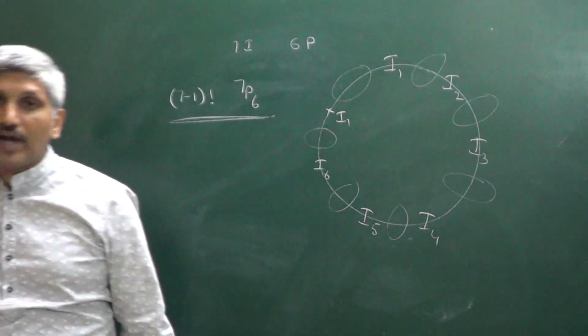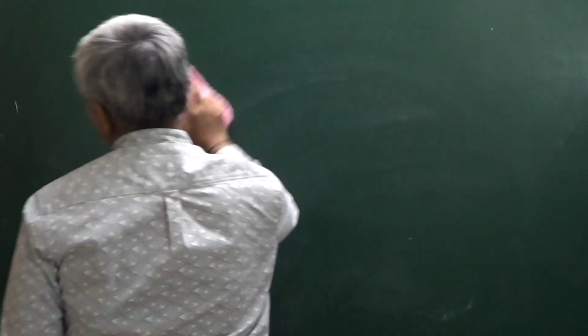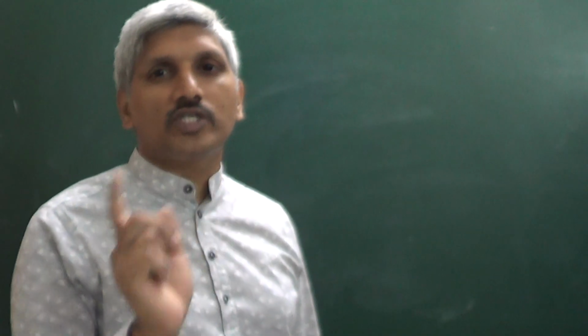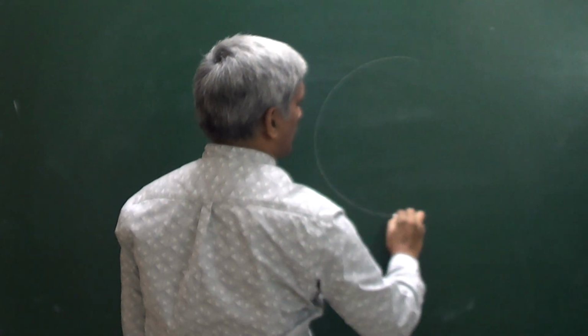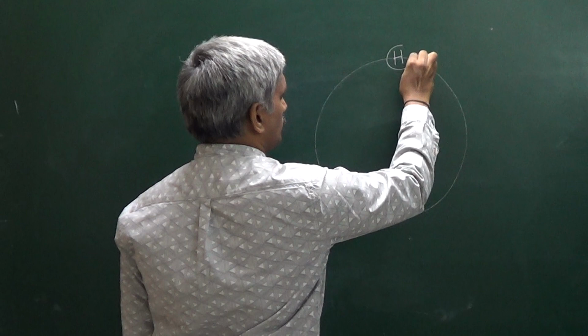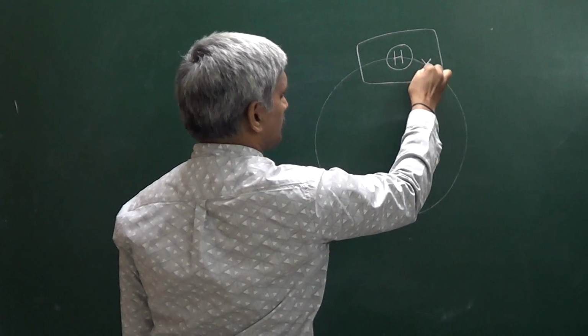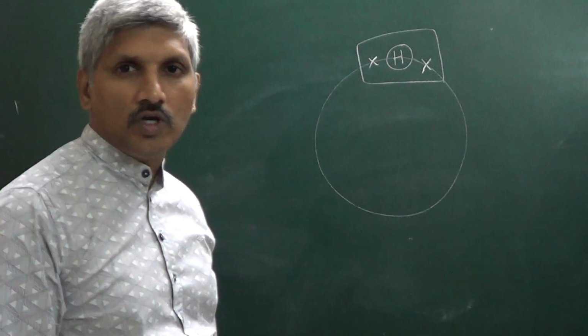20 persons are invited for a party. There are 2 special members. They have to sit on either side of the host. Total 20 persons are invited for a party. Let us say this is the host. Now we have to keep 1 seat here, 1 seat here.